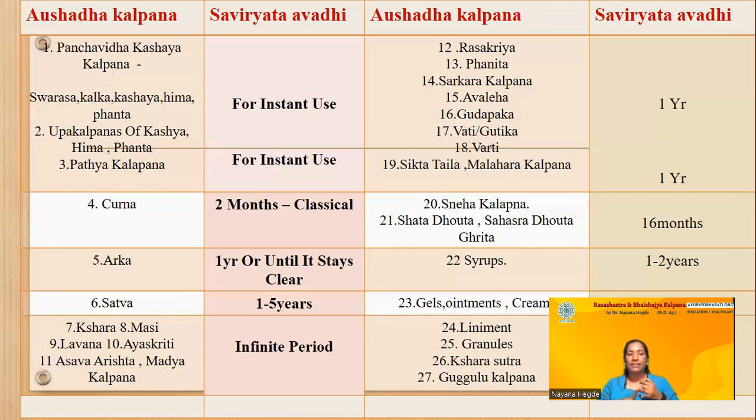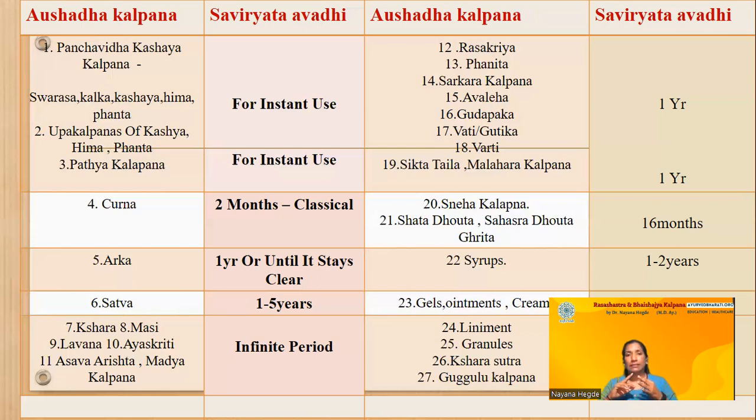Shara, Masi, Lavana, Ayaskriti, Asavarishta, Madhya Kalpana have the infinite period. Puranaihi Gunairyuktaha. Rasakriya, Panita, Sharkara Kalpana, Avaleha, Gudapaka, Vati, Varti, Tiktataila, Malahara Kalpana have the saviryata avadhi for 1 year.